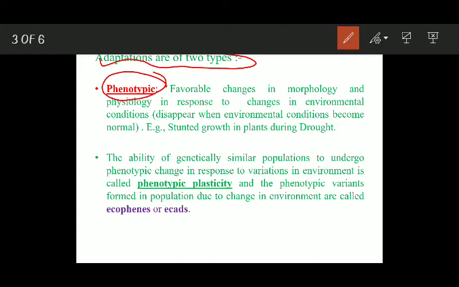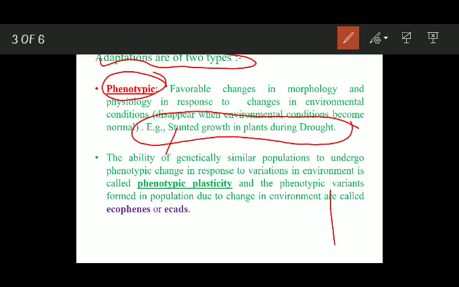जब environmental conditions change हो जाती है तो जो organism की physiology और morphology, it changes so as to help the organism prevail, or you can say so as to help the organism live in the current environmental conditions. Remember, जो phenotypic adaptations होती है, they disappear when the environmental conditions become normal again. Example is, there are many examples, and the stunted growth of plants during drought conditions is one among them.